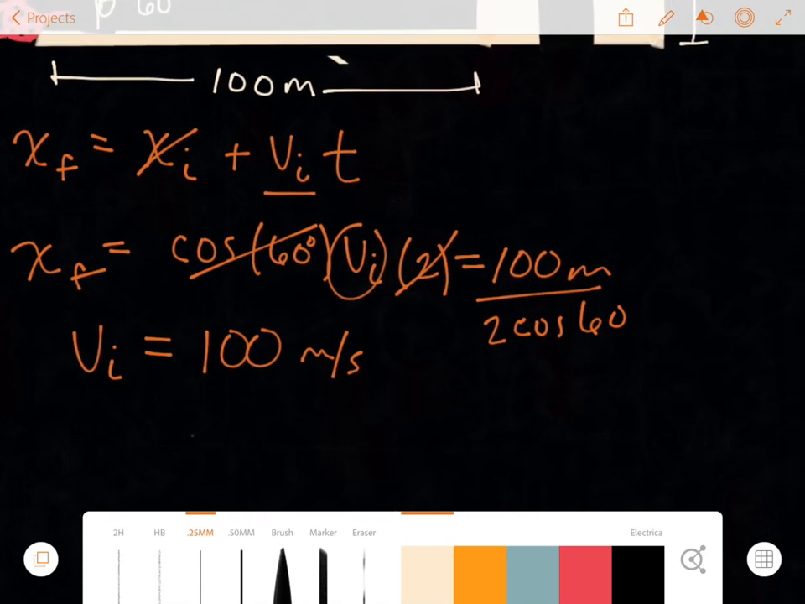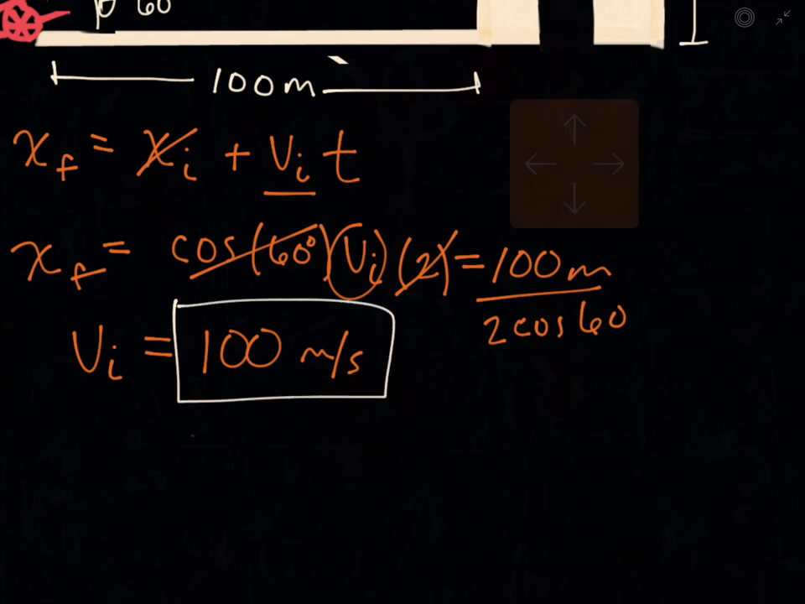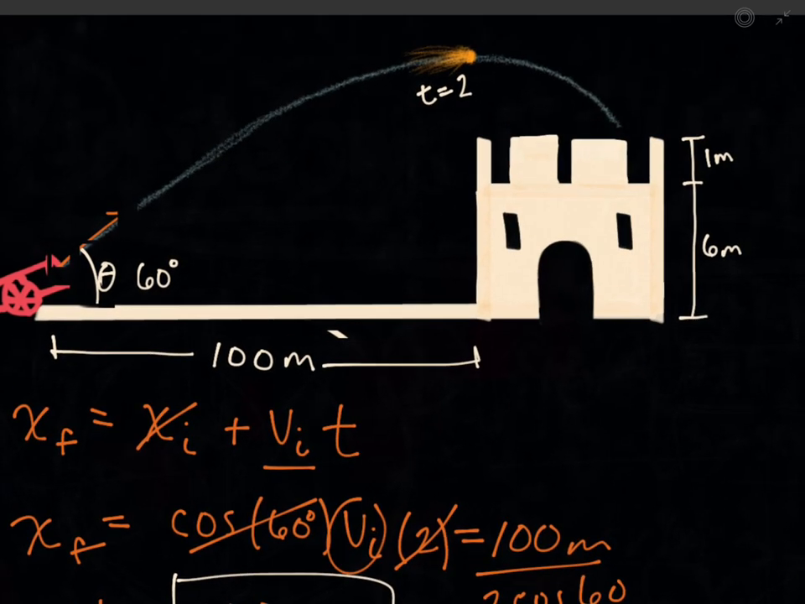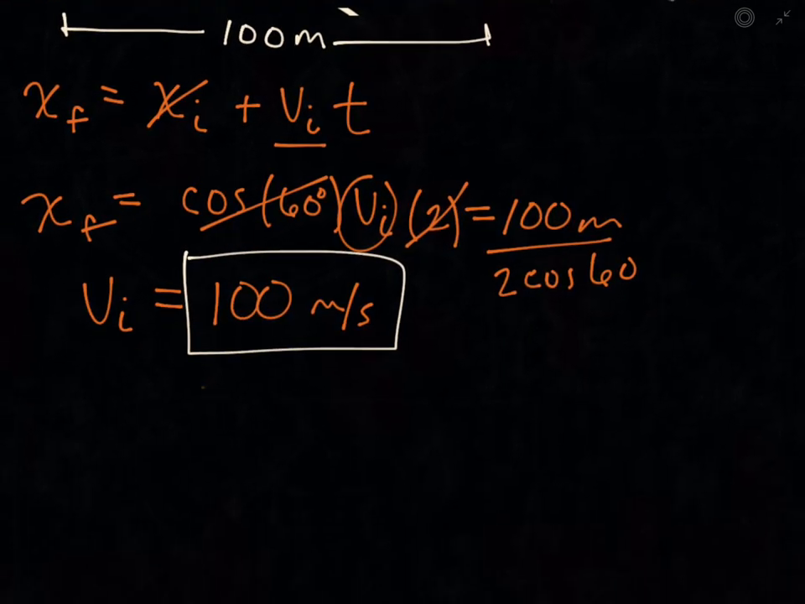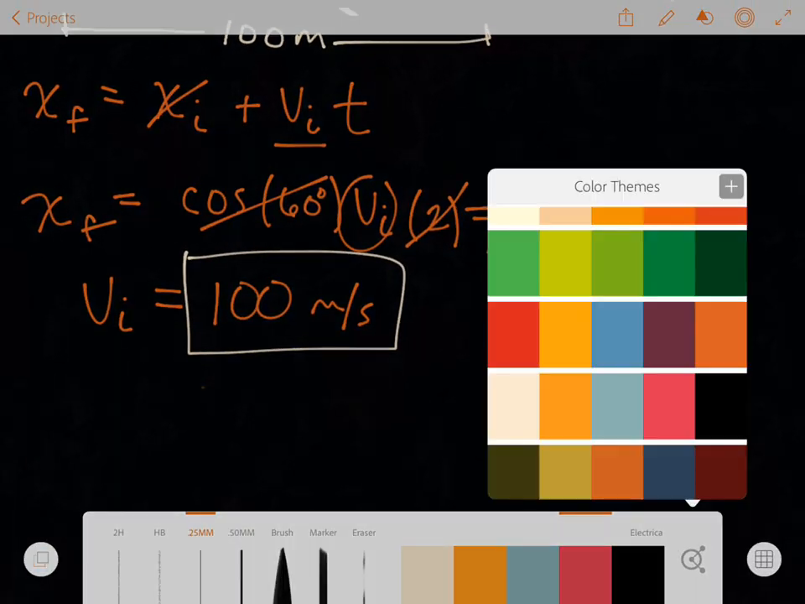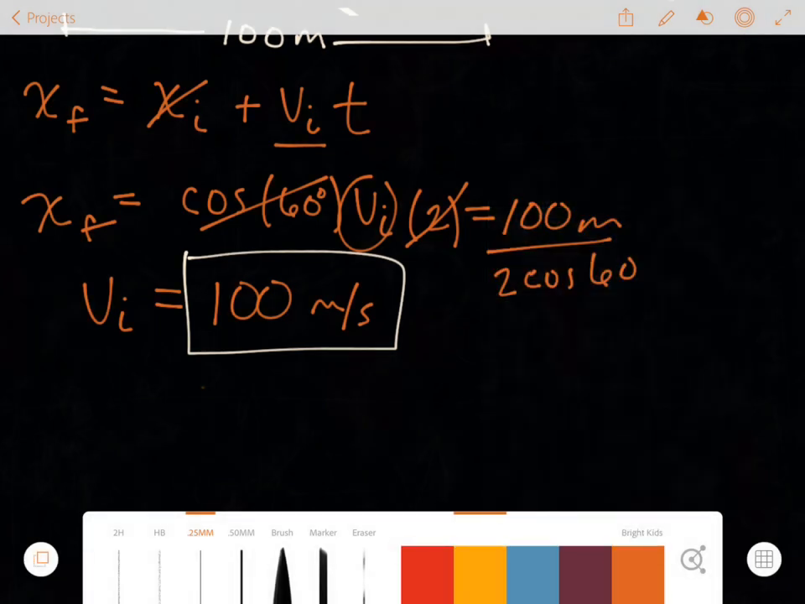Anyway, we now know that our object was fired at 100 meters per second at an angle of 60 degrees, and so it went 100 meters in 2 seconds downrange, right? Because we can take our initial velocity, we'll switch colors, we'll go blue this time.